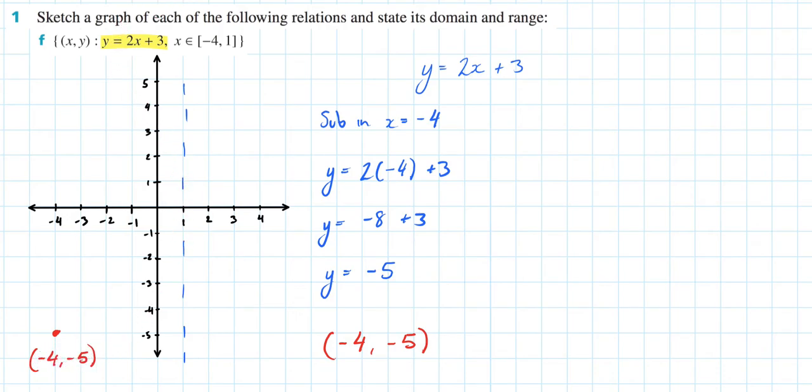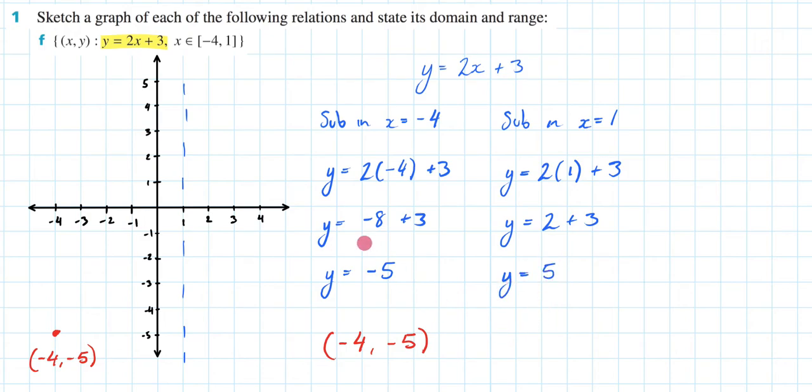Next, I need to figure out what my y coordinate is going to be when x equals 1. So I'm going to sub in x equals 1. So I'm going to get y equals 2 times 1 plus 3. y equals 2 plus 3, y equals 5. So therefore my coordinate is going to be (1, 5).